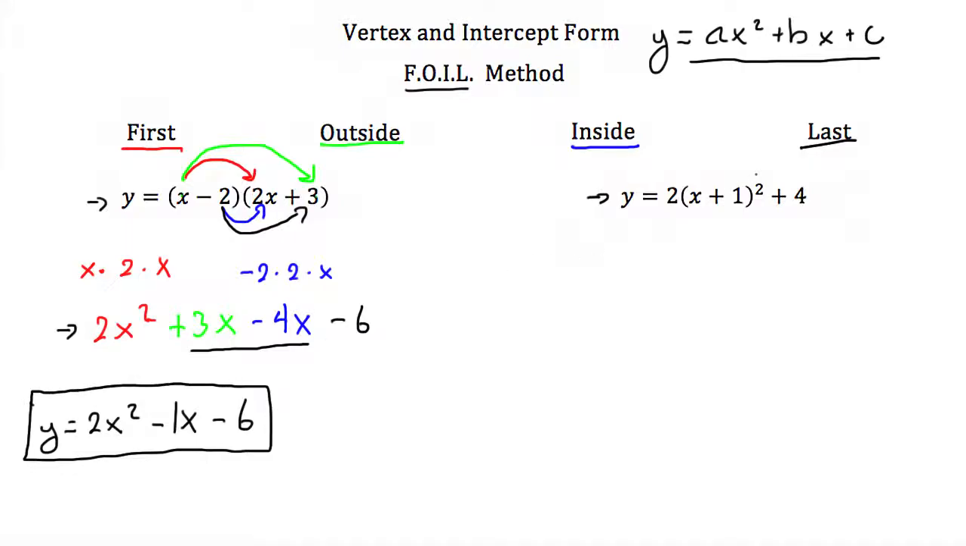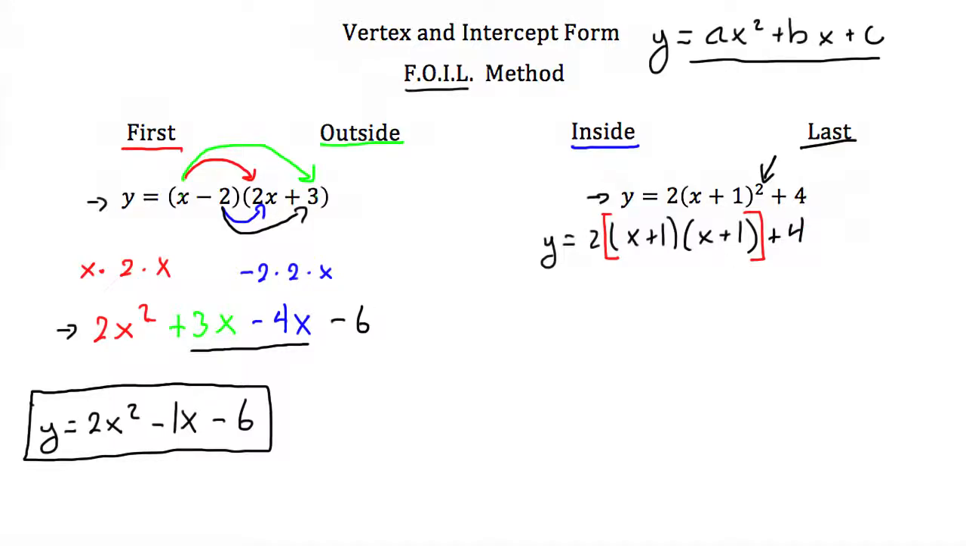So now let's convert this quadratic that's in vertex form. The key to doing this one is recognizing what this square means. I can rewrite this as y is equal to 2 times (x plus 1) and then times (x plus 1) again, because that's what the square stands for. And then of course we have this plus 4 at the end. Now first I'm going to multiply just these binomials together, and we'll come back to the 2 and the 4.